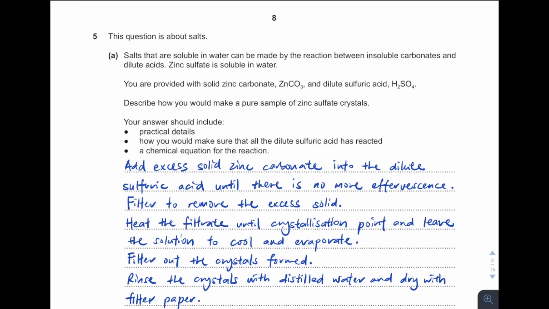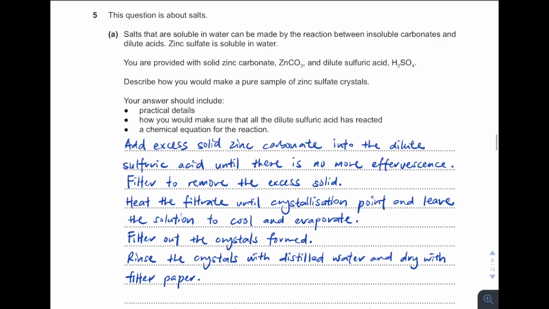Next, it's about the preparation of a salt. A soluble salt from solid zinc carbonate and sulfuric acid. In your answer, you have to include the practical details, how to make sure that all the acid has reacted, followed by a chemical equation. First you have to mention that you add excess solid into the acid until there is no more reaction. But how do you know when there's no more reaction?